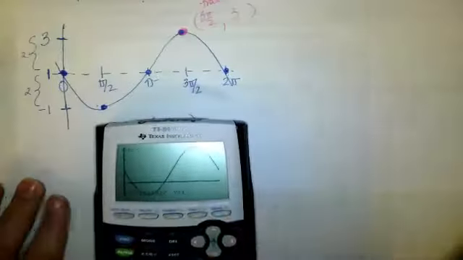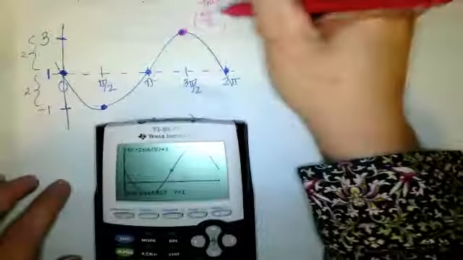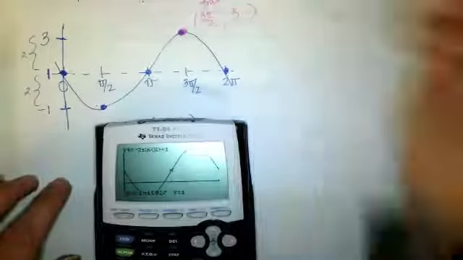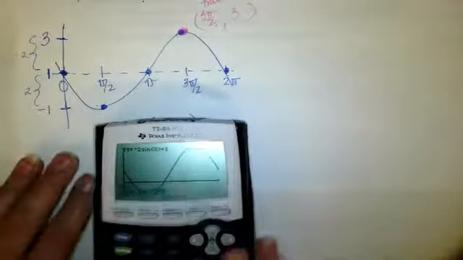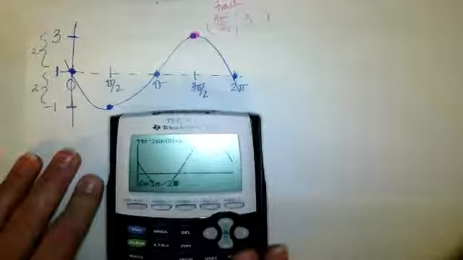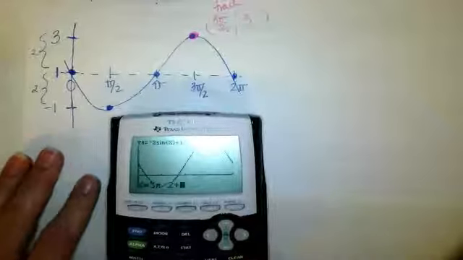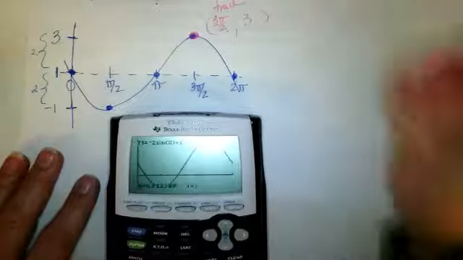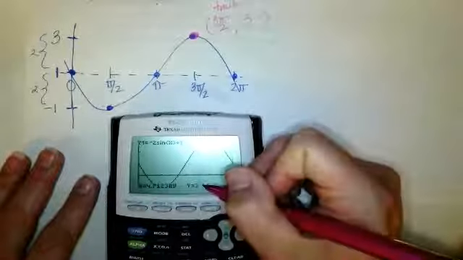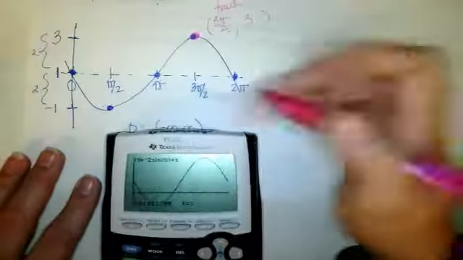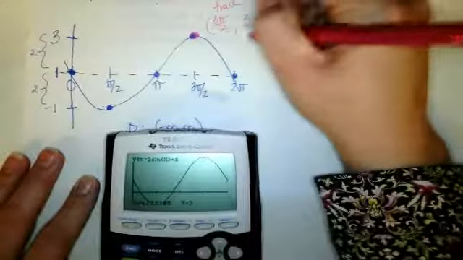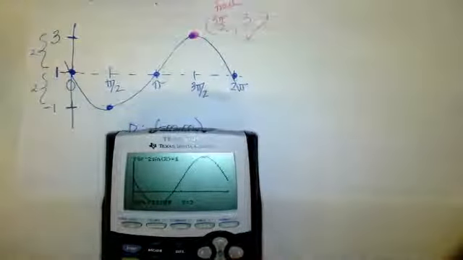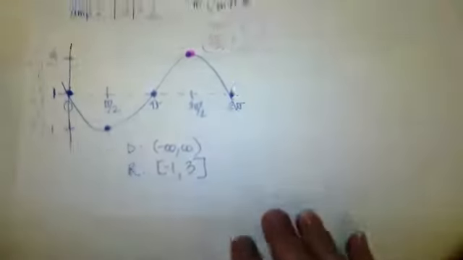Now, we can check this point using trace. So I'm just going to use trace, and I'm going to type in my x value of 3 pi over 2. Enter. Whoops, wrong button. And I get 3 for my output. I can also see Tinkerbell right there, right at the high point of my graph. So we know we graphed it perfectly. Okay? Do you have questions for me?